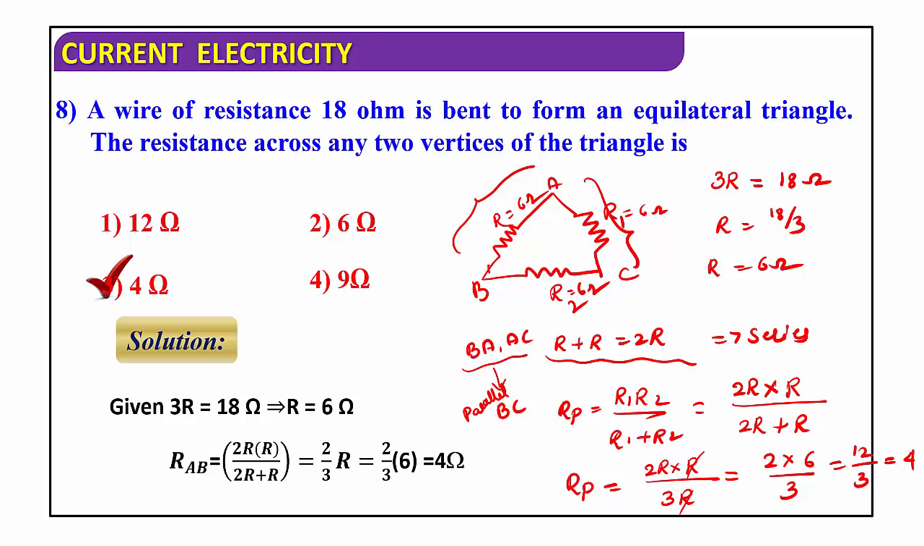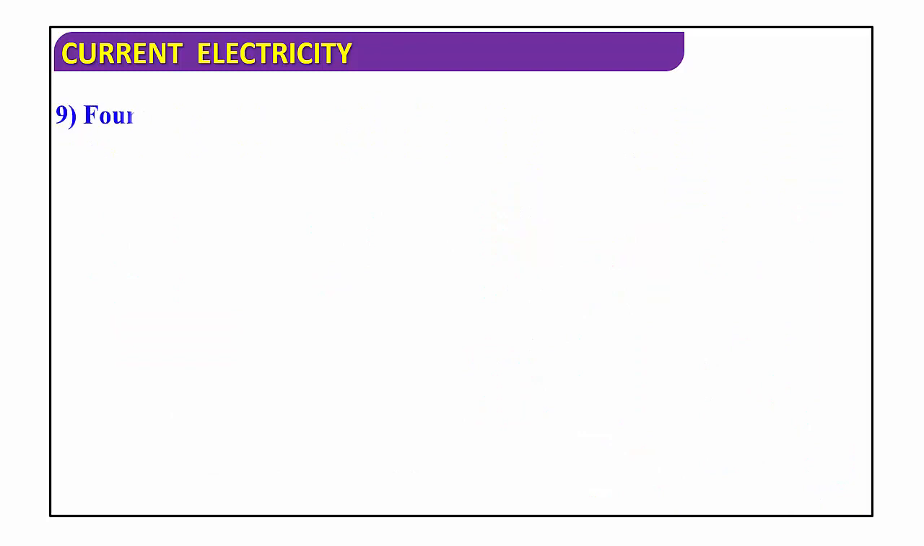Remember, B to A, any two combination first you have to consider they are connected in series. Right? R plus R, we got series combination. R plus R is 2R. Then this combination is connected parallel to point B and C. Parallel combination means we can use this equation. So the final answer is 4 ohm.